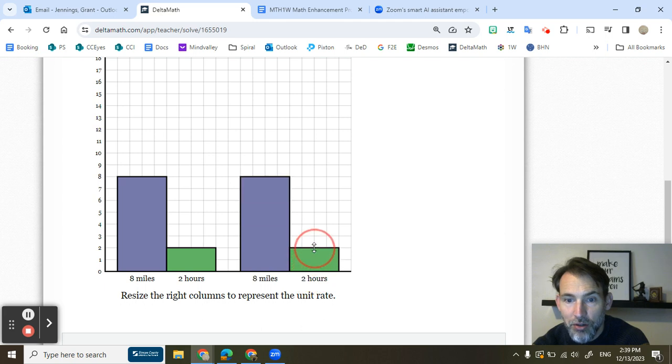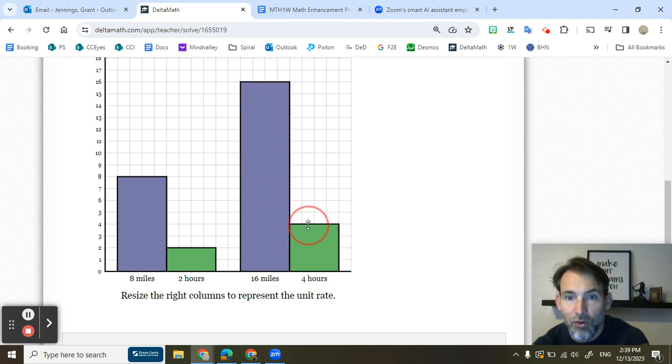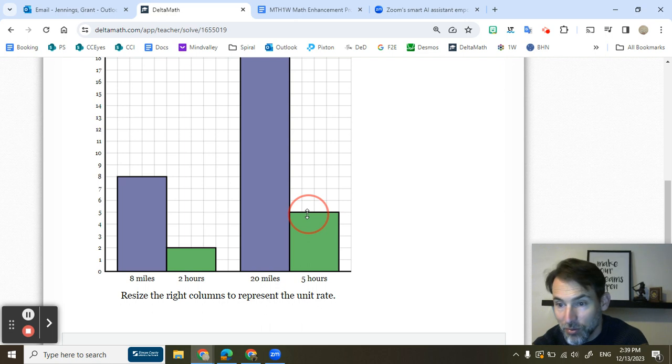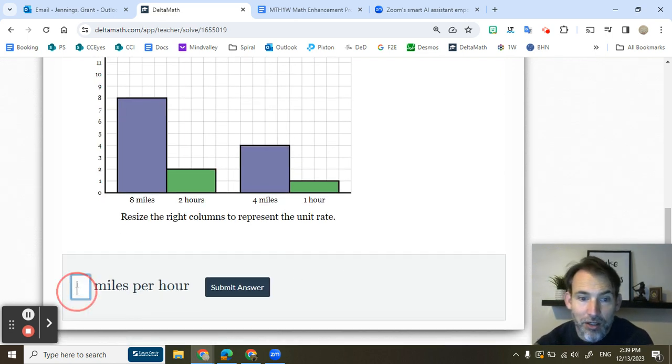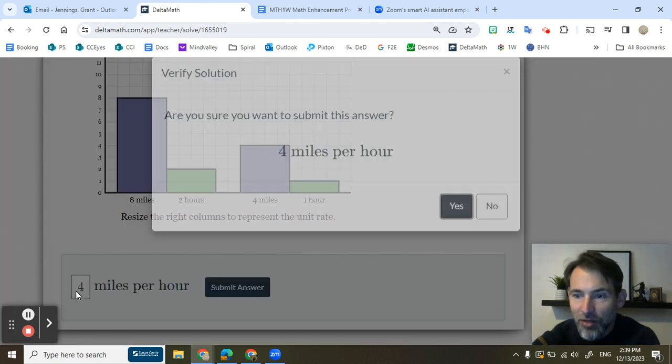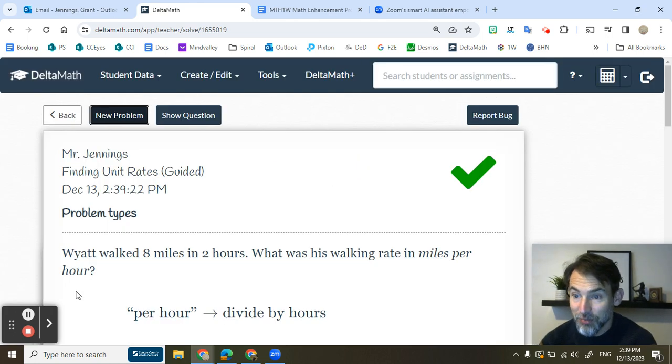Oh, we can't show you 0. That's 2, that's 3, that's 4, 5 hours. Here we go, 20 miles. You see, there's our unit rate, 4 miles per hour. So we resize and figure it out. It's a very useful visual tool, and you can imagine scaling things up and down in your mind. I do this all the time, and it's very useful to estimate things and solve problems.